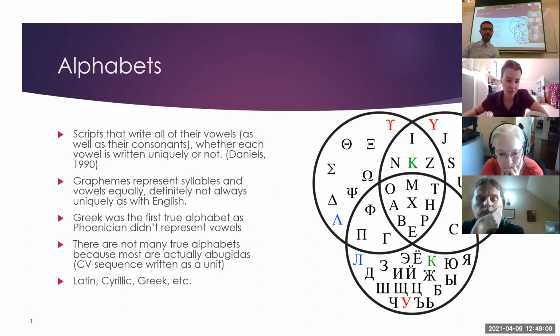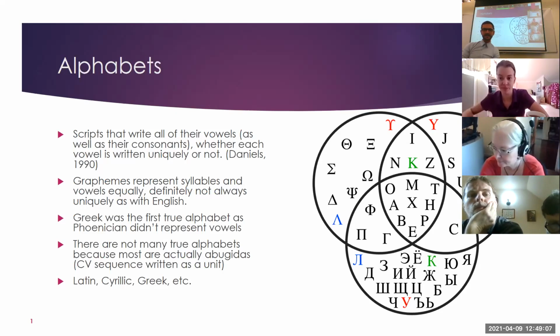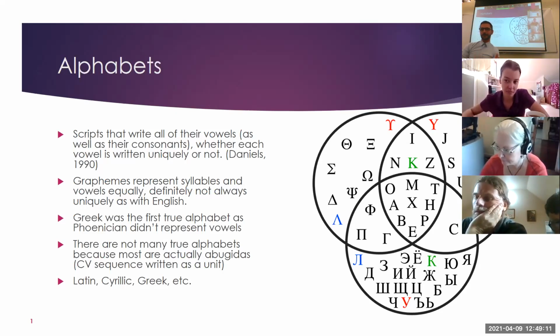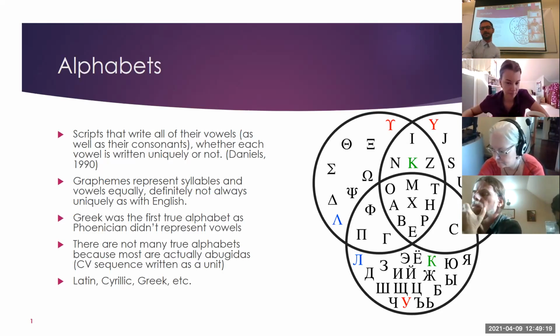And then, so yeah, there are actually not that many true alphabets, at least from what I've seen, because when you really look at most of them, they're actually abugidas. But some of the ones that we're familiar with are like Latin, Cyrillic, Greek, and this is just a chart of the three of them and some of the graphemes that they share.